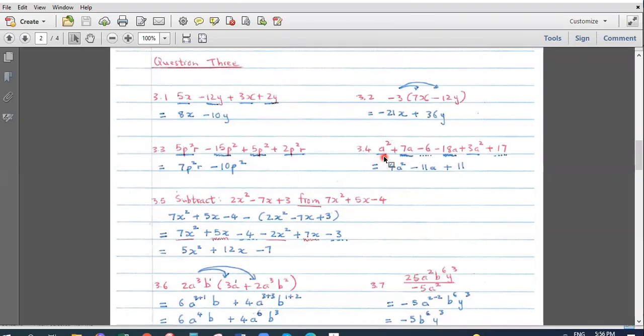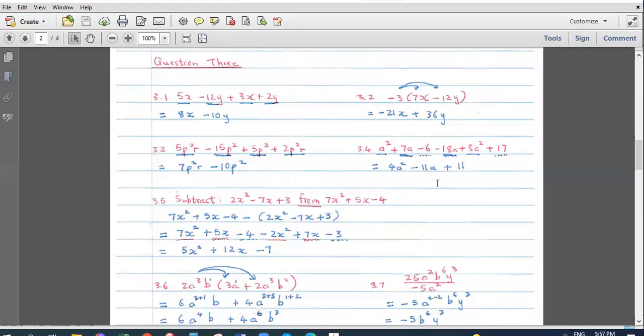3.4, we're looking at a squared plus 7a minus 6 minus 18a plus 3a squared plus 17. The like terms here, boys and girls, are a squared and 3a squared. So there's a 1 here. 1 plus 3 gives me 4a squared. The next set of like terms are the a's, the 7a, and then we have 18a. Well, this is positive 7a and negative 18a.